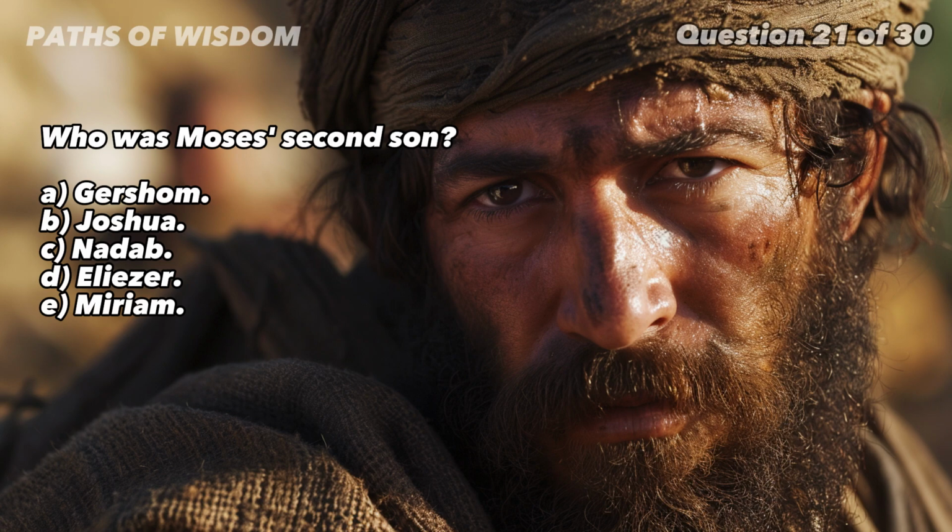Question 21. Who was Moses' second son? Option A, Gershom. Option B, Joshua. Option C, Nadab. Option D, Eleazar. Option E, Miriam.